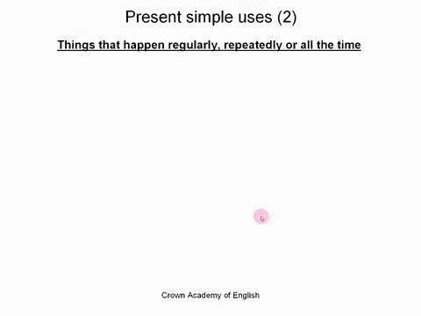So on this slide, we're going to have a look at another major use of the present simple tense. It's for things that happen regularly, repeatedly, or all the time. Okay, so something that's a habit, something that occurs or happens regularly or often. So again, let's have a look at some examples.